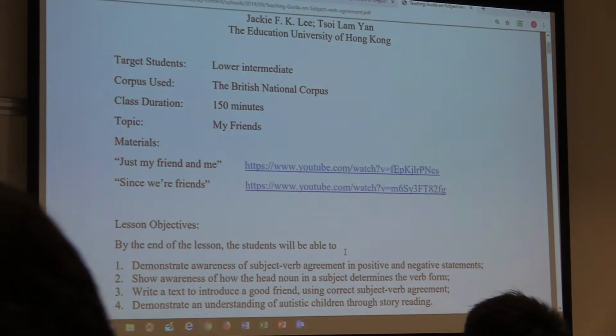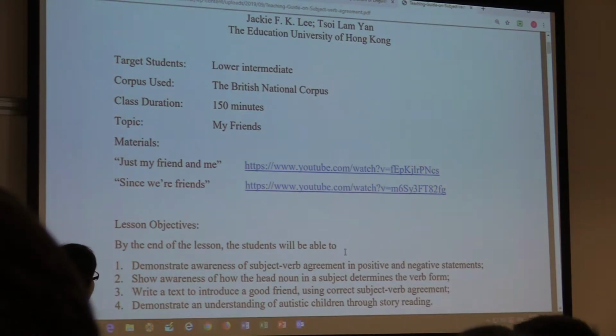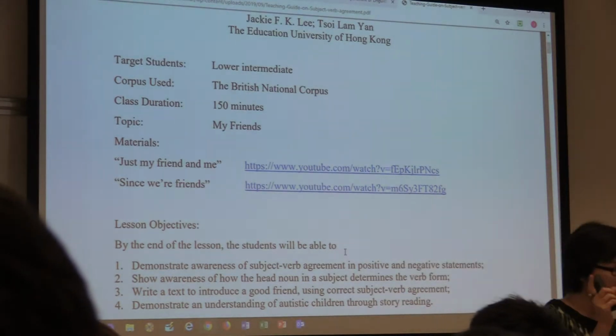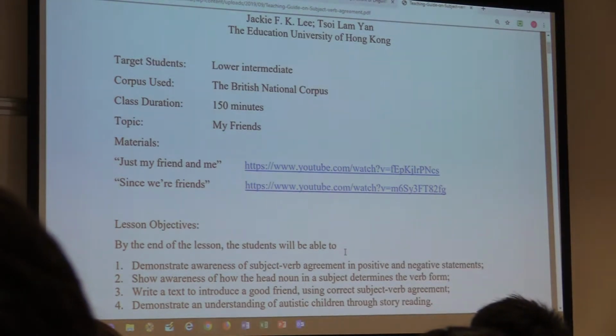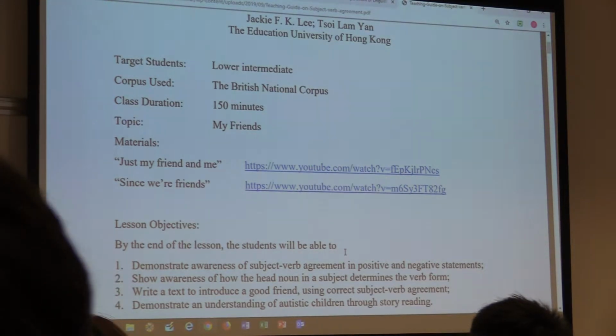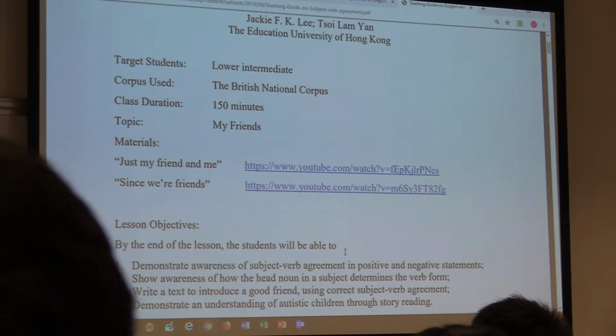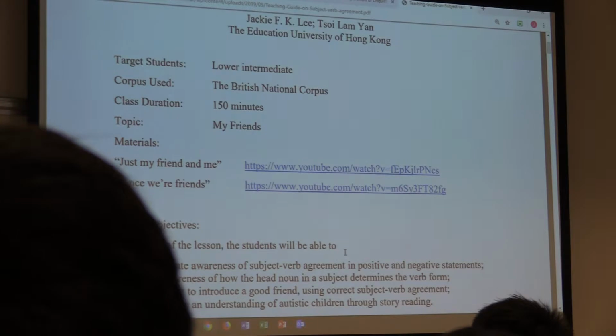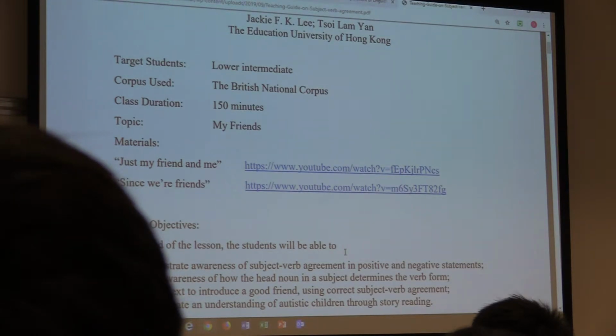Well, materials: some videos to arouse the students' interest and also to present the target language structure in context. So stories, Just My Friend and Me, and since we are friends, about friendship. And then the lesson objectives. By the end of the lesson, the students will be able to demonstrate awareness of subject-verb agreement in positive and negative statements, and also to show awareness of how the head noun in a subject determines the verb form. So again, still about the verb form, subject-verb agreement.